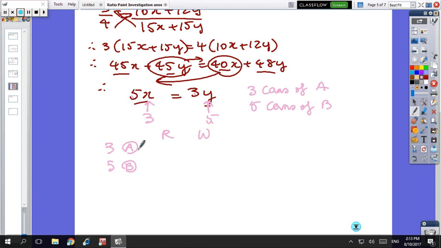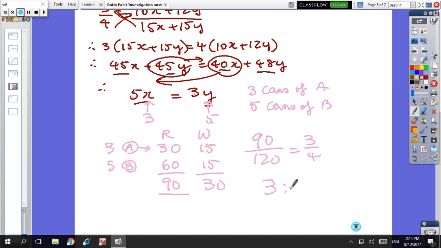So 3 cans of A will give us 30 and 15. 5 cans of B will give us 60 and 15. So we've got 90 red and 30 white, and 90 over 120 equals your 3/4, which is your 3:1 ratio. Okay, so that's how you do it with that one. Okay, come across when you're ready.